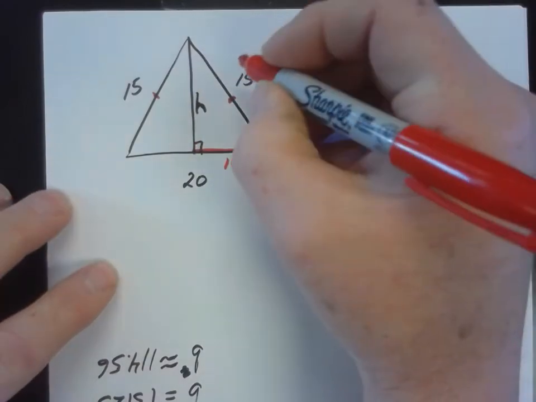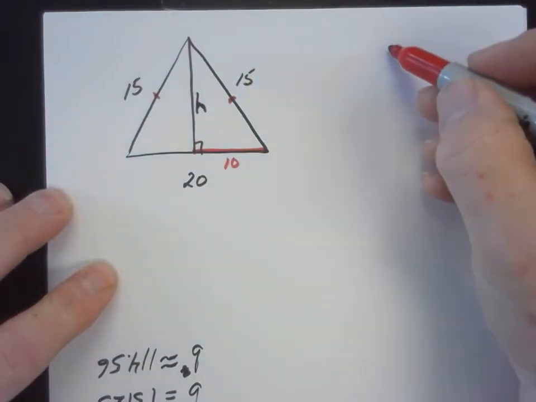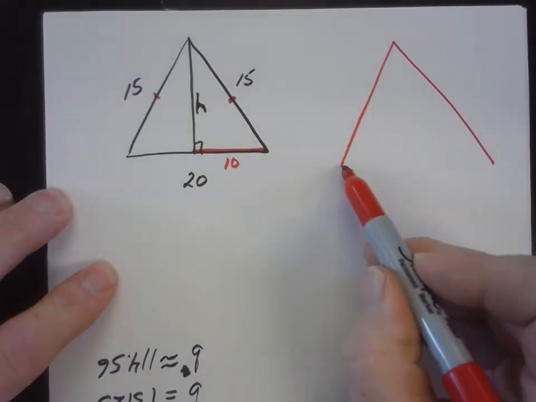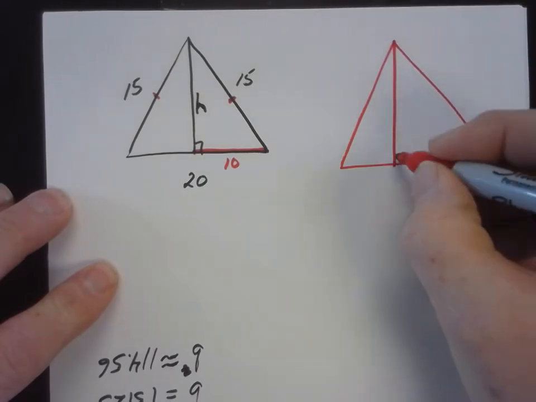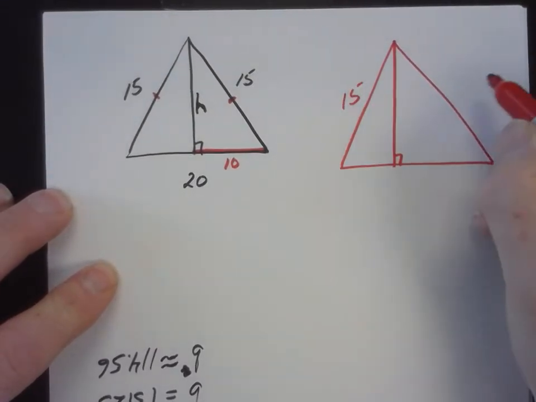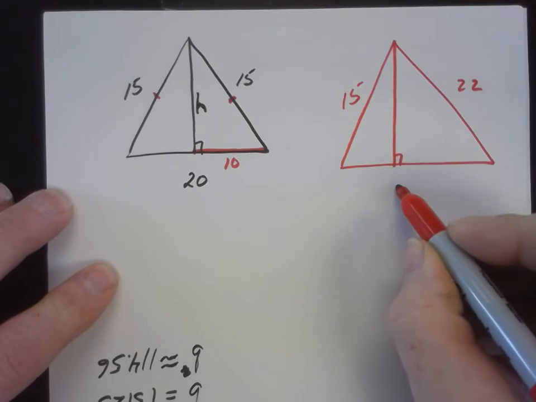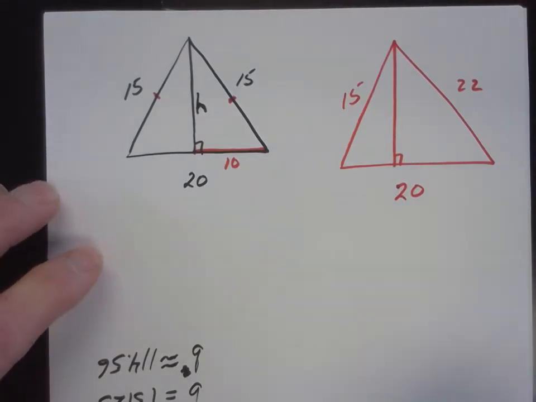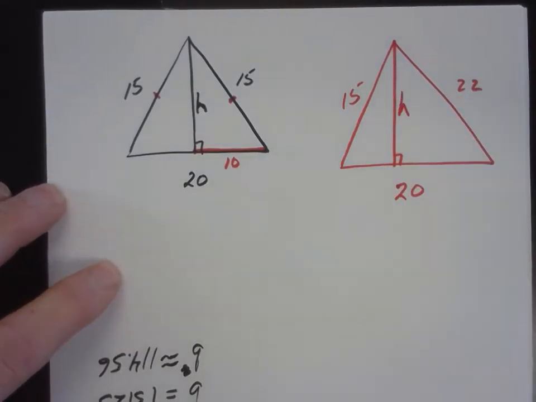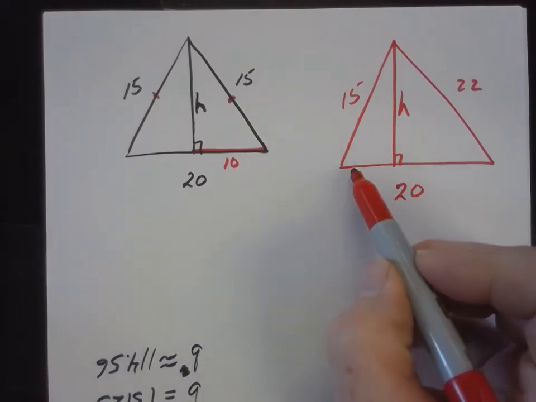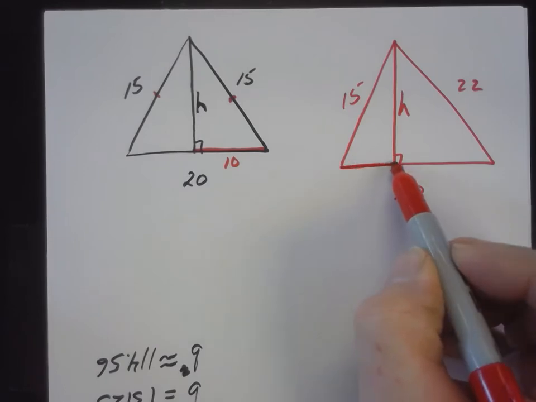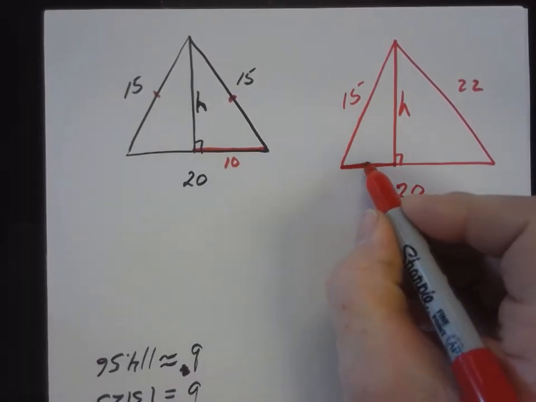If this was a different length, so if we had something like that, and I draw an altitude down here, and this is 15, this is 22, this is 20, something like that. Finding the altitude in that case, that's a whole other ball of wax. You see that? Finding the length of this bit right here, that's what we need to find. Now, is that findable?